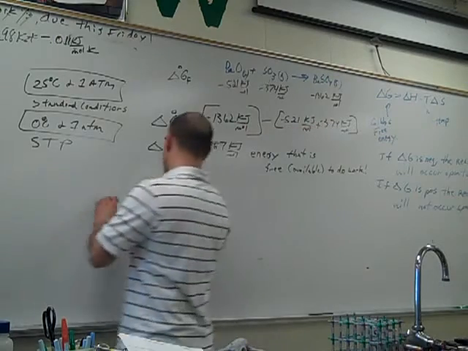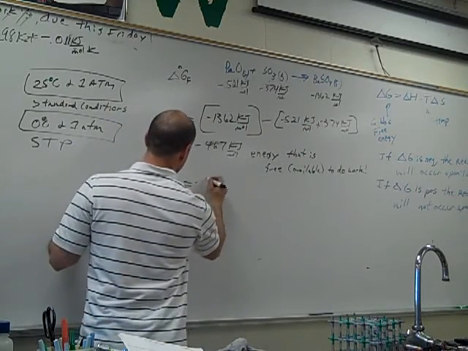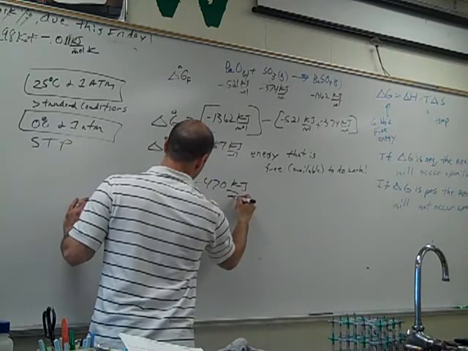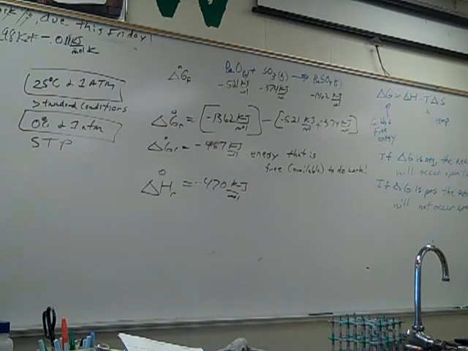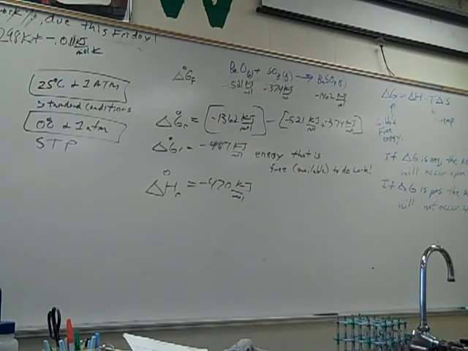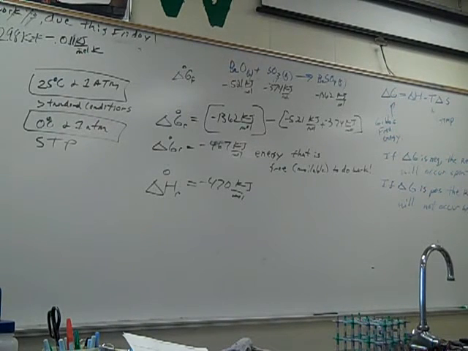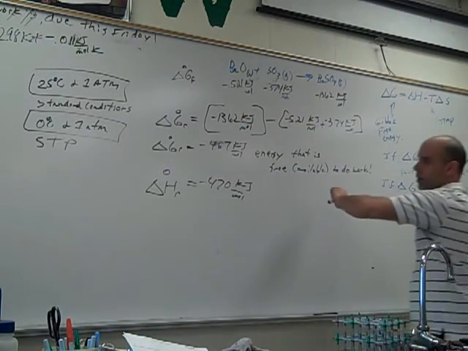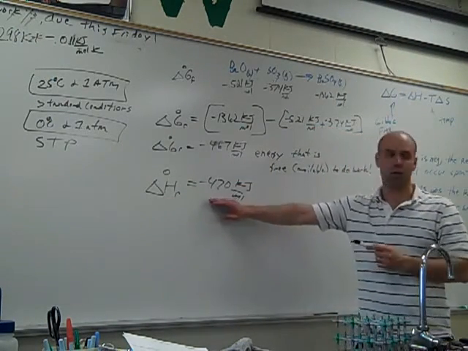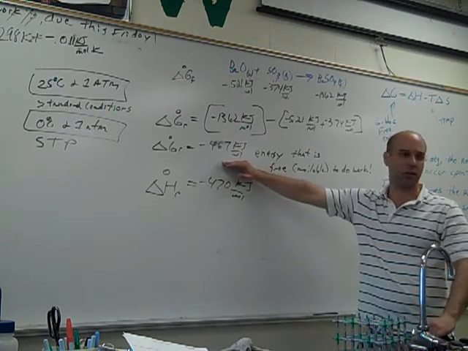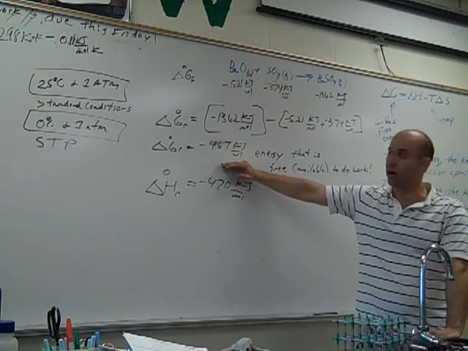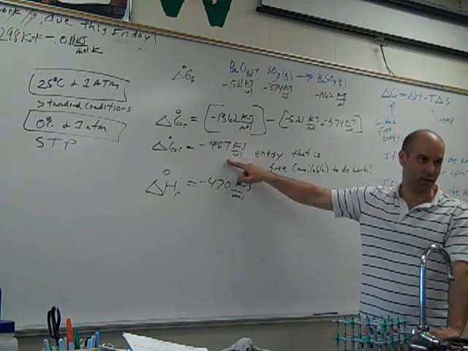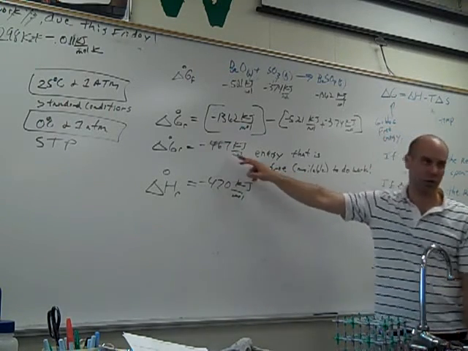When we calculated, delta H was negative 470 kilojoules per mole. So when we calculate the amount of heat released, it's negative 470. When we calculate the amount of energy that we can use to do work, it's 3 kilojoules less. Okay? What happened to that 3 kilojoules of energy?